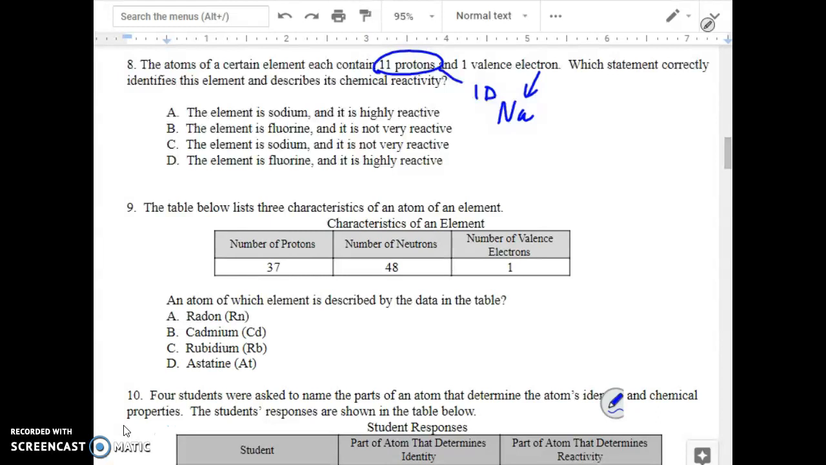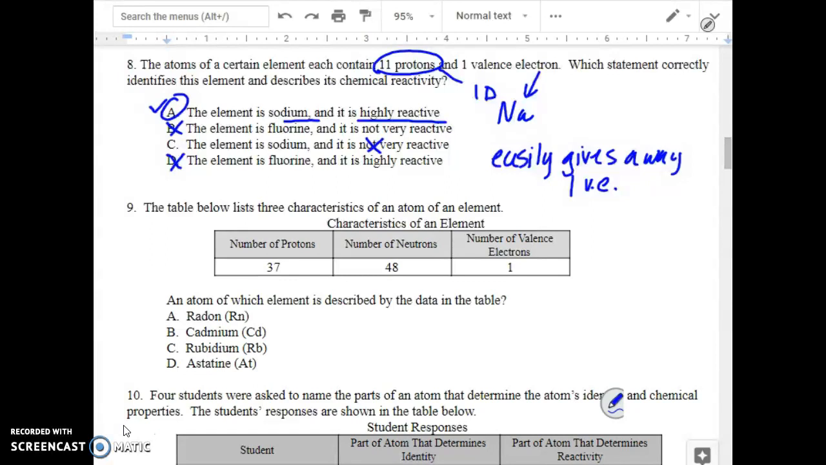Well, we've already discovered the element is sodium because it has 11 protons, so B and D are going to be out. Since it has 1 valence electron, it very easily gives away that 1 valence electron, so it will be very reactive. And A says the element is sodium and it's highly reactive. So A is going to be your correct answer.